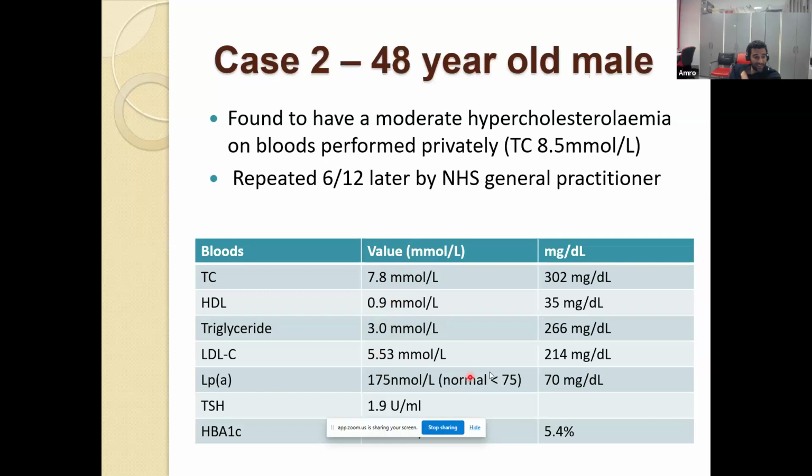His LDL cholesterol's raised. 5.5 is high for a 48-year-old man. So he's also got elevated, remember what we said right at the start, one of the family members of LDL cholesterol, something called lipoprotein little a. Lipoprotein little a is a very highly atherogenic, small dense lipoprotein. His is significantly elevated, which puts him at higher risk. This is an independent risk factor for cardiovascular disease. So this chap is actually at high risk of developing cardiovascular disease.